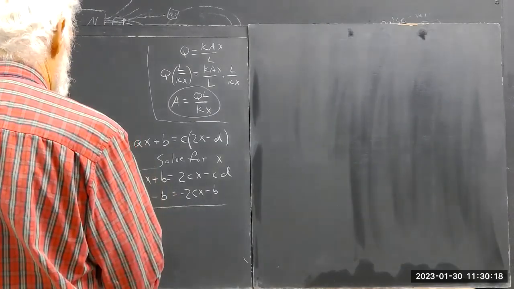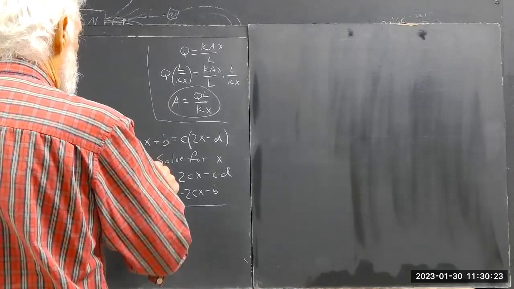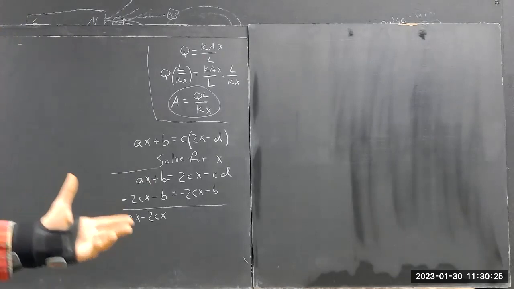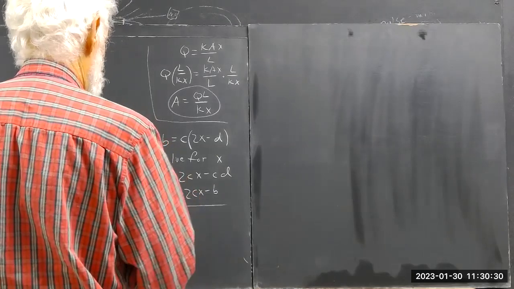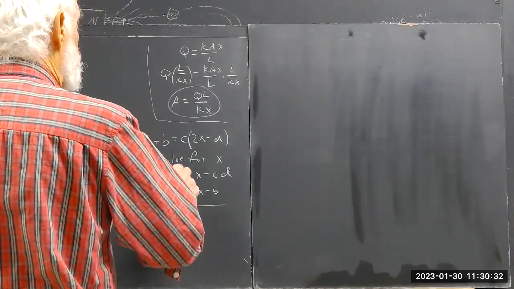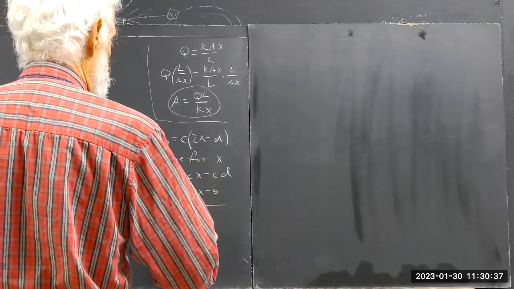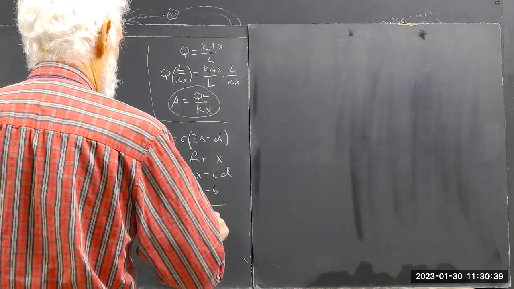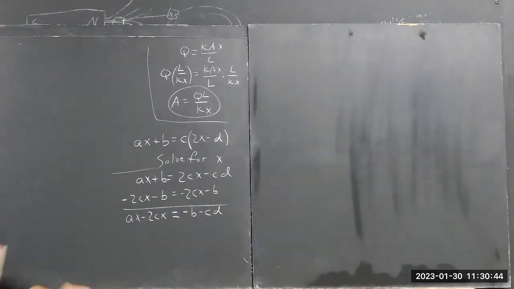And we get AX minus 2CX. And we have a B and a negative B. Well, the B and the negative B go away. B and negative B add up to 0, so you don't need to write that down. And then 2CX minus 2CX is 0, but we're left with the negative CD and the negative B. And we can write those two terms down in either order. I happen to write it down in this one. At this point, what can we do?